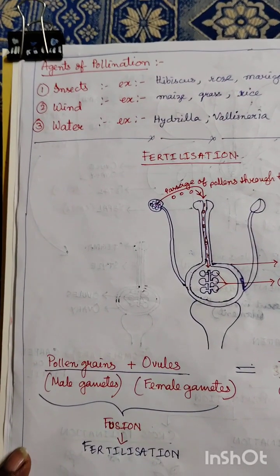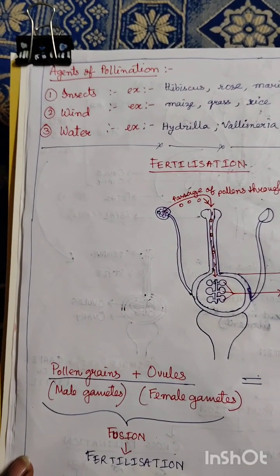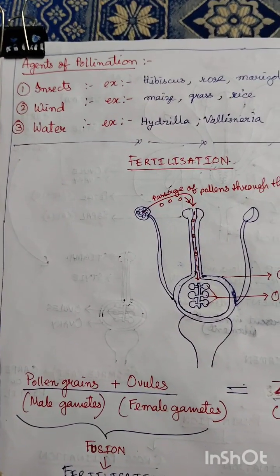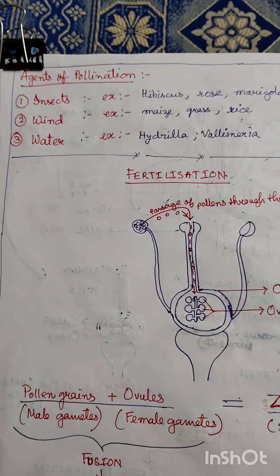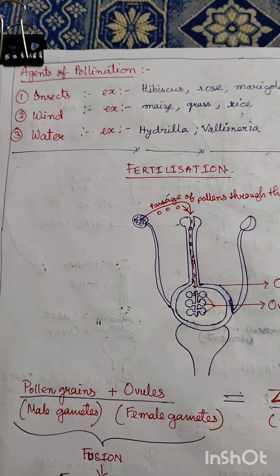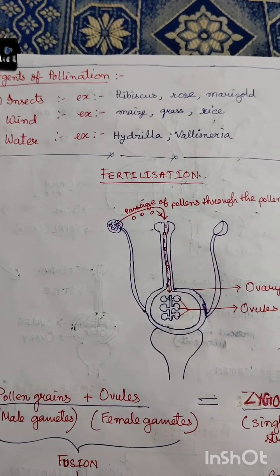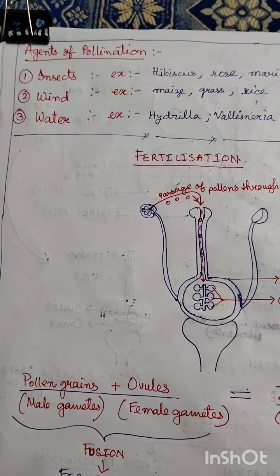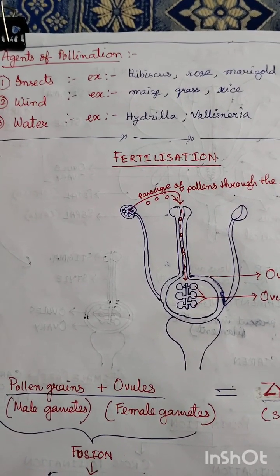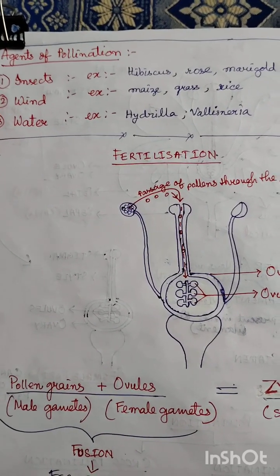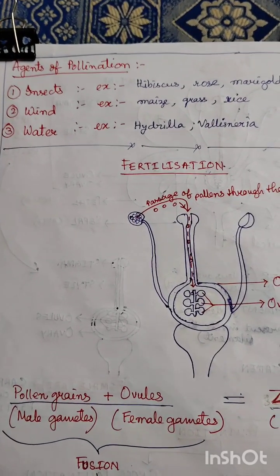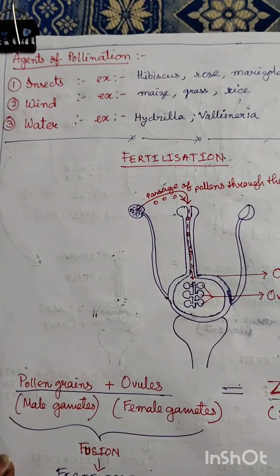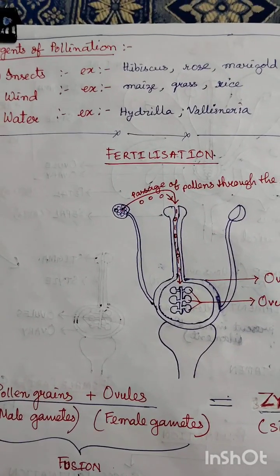Next, pollination by wind. The flowers of plants such as maize, grass, and rice are pollinated by wind. These are the examples, okay? These flowers have pollen grains which are light and are produced in large numbers. These pollen grains are light, so they can move by wind. The stigma that receives these pollen grains is large and feathery, so the pollens can attach to the feathery stigma. Sometimes it protrudes out of the flower. Now the examples are maize, grass, and rice.